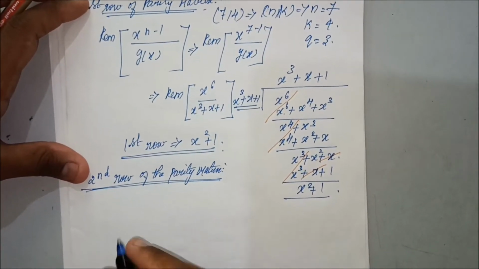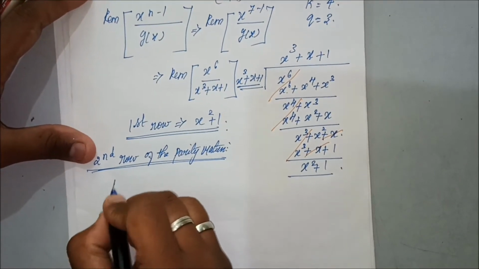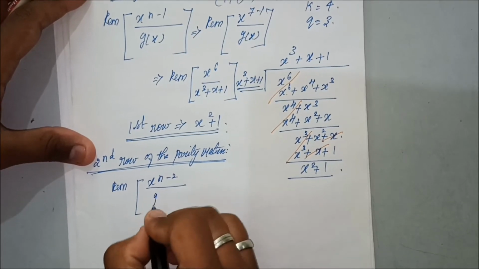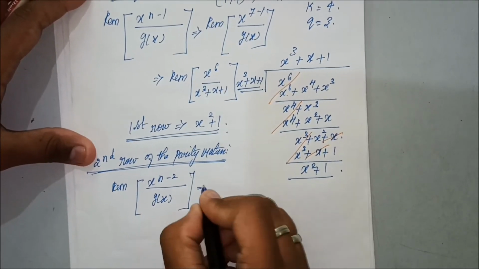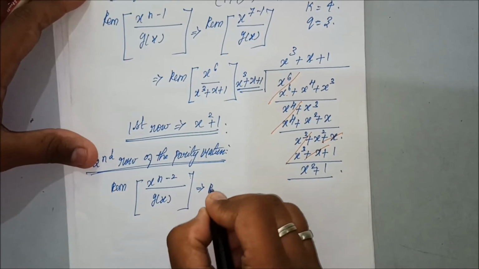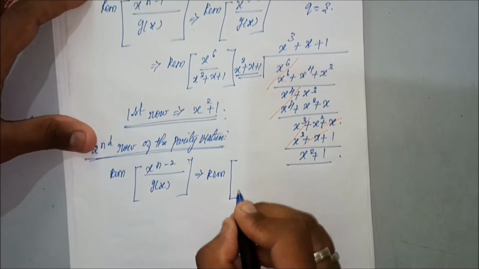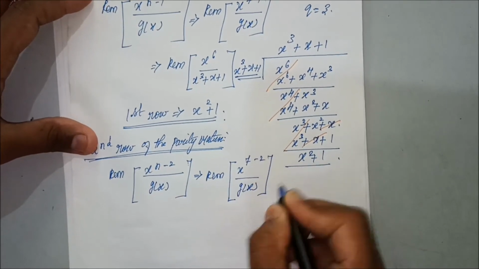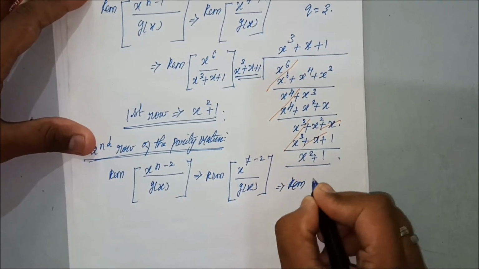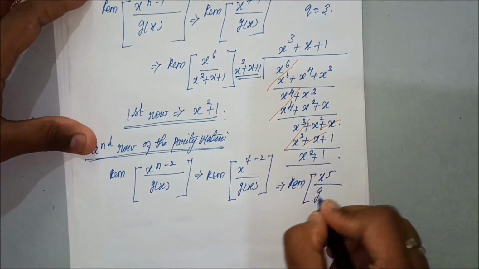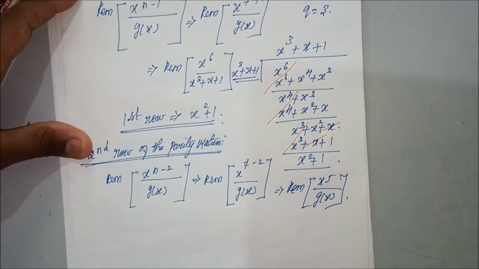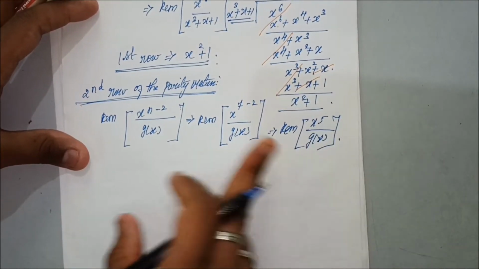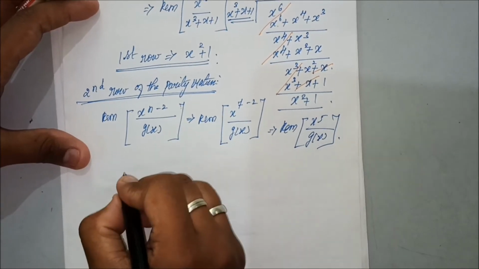So now we are going to find the value for the second row. What is the formula? The formula is the remainder of x^(n-2) divided by g(x). We know the value of n, so replace the value over here. It will be equal to the remainder of x^(7-2) divided by g(x), which is the remainder of x^5 divided by g(x). This is how we find the value, by substituting the n value in the given formula.